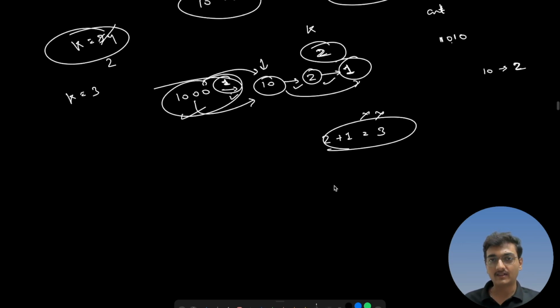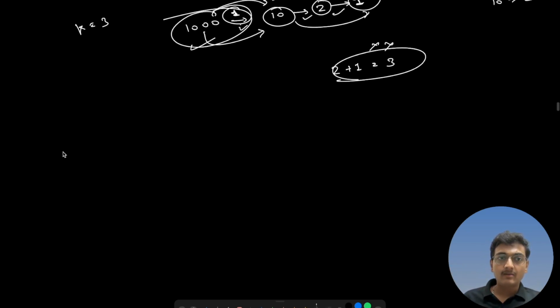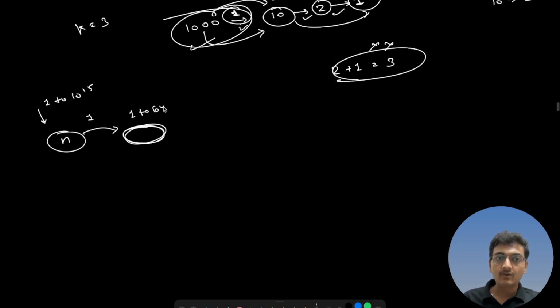I hope you guys got it. It's pretty clear why we are using this k minus 1 logic. So my problem becomes really easy now. I will get some number which can be from 1 to, let's say, 10 to the power 15. I will calculate in one step where I can go. And if that number lies between 1 and 64, I know one thing for sure, that this number will lie in this range only. We know that for sure.